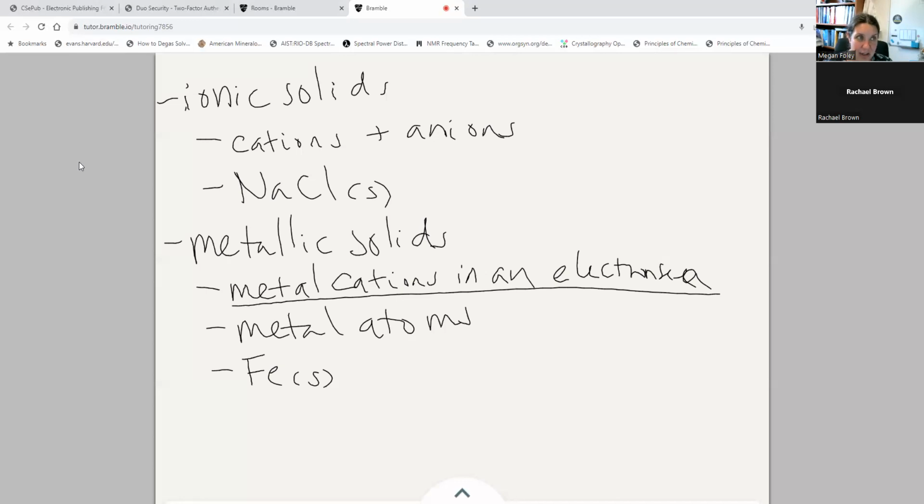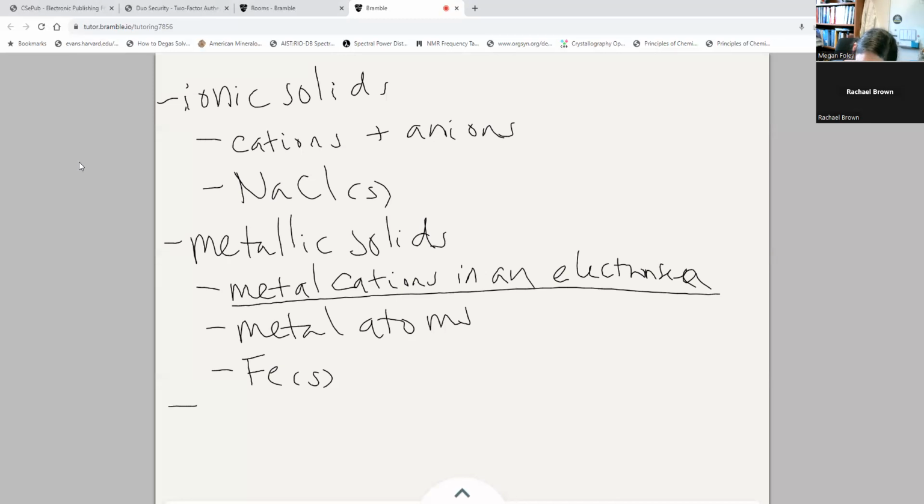These are also conductive. So ionic solids are non-conductive in the solid state. Metallic solids are conductive in the solid state, which is why we make wires out of copper, and electronics out of gold and silver and stuff like that.